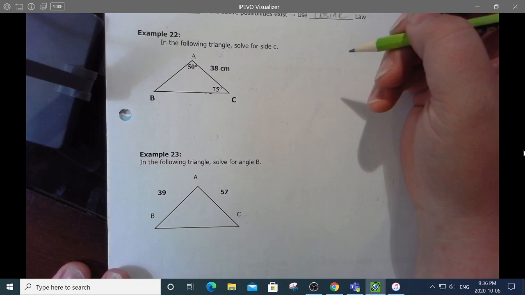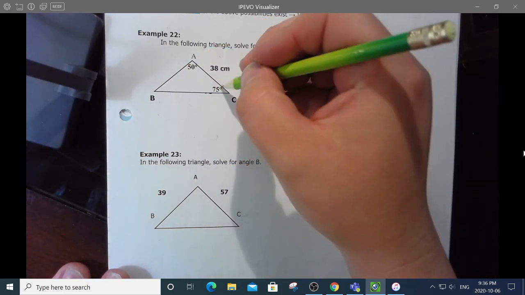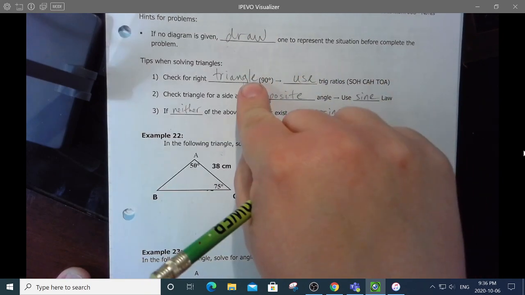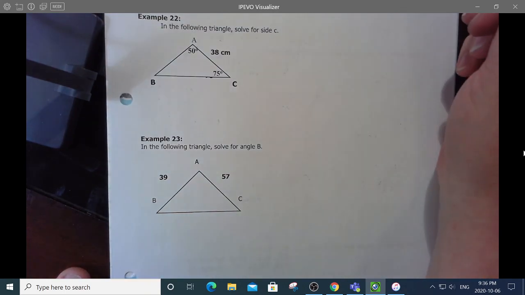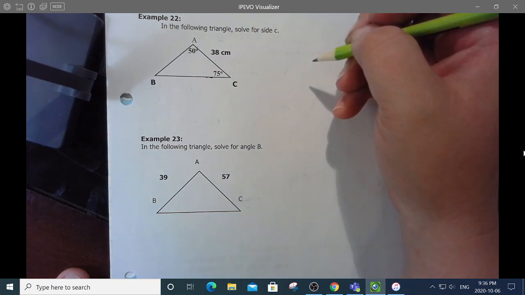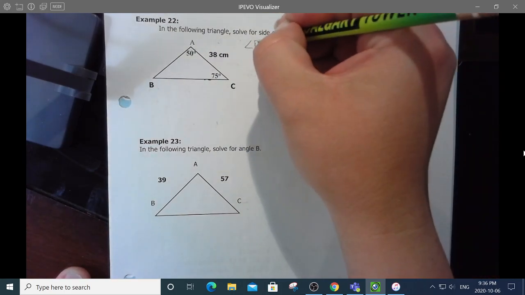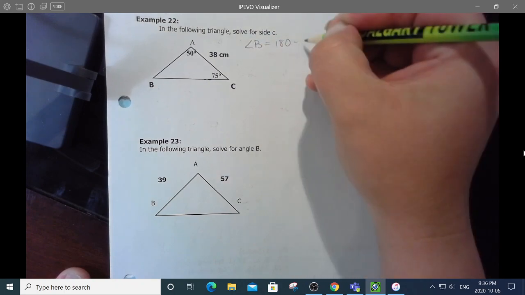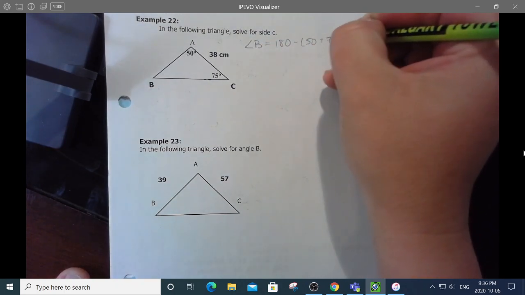In this triangle, do I have a right angle? Well, obviously, if this is 50 and 75, that can't be 90. So it's certainly not SOHCAHTOA. I checked. Not SOHCAHTOA. Do I know an angle across from a side? Well, not yet, but I could in a second. Angle B would be 180 minus 50 plus 75.